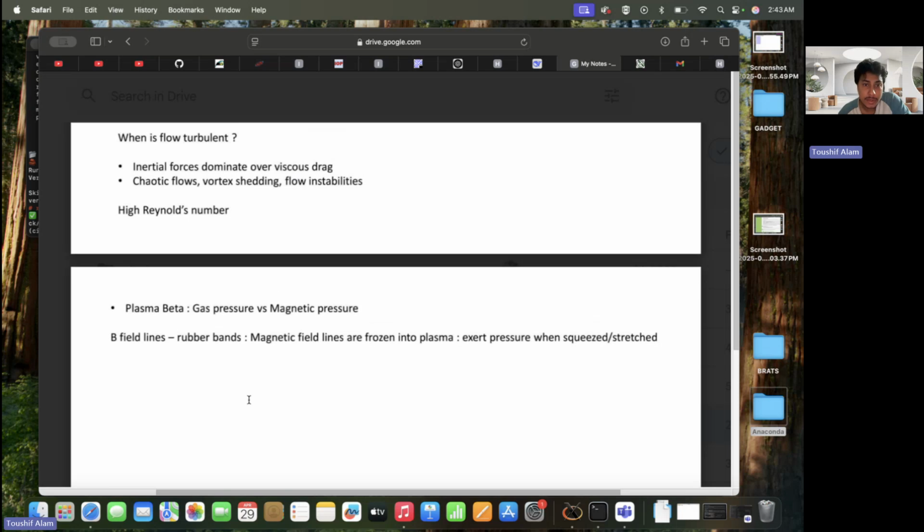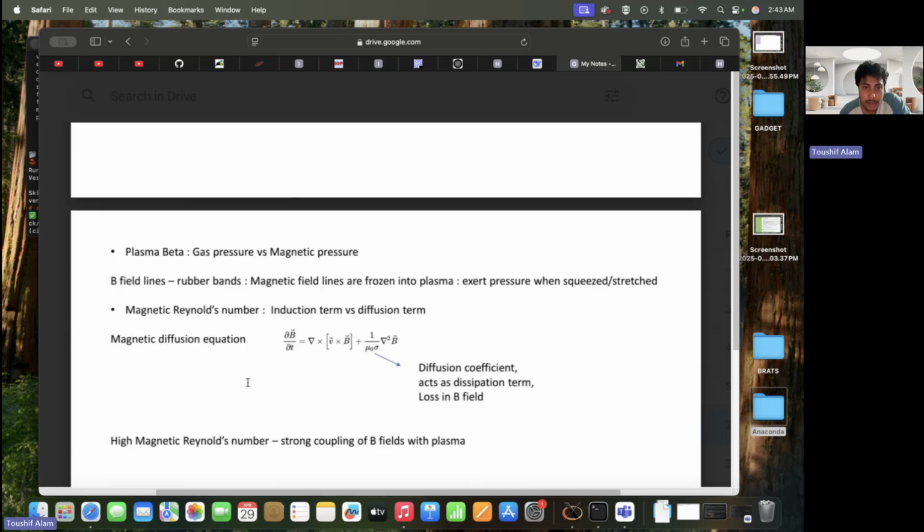Plasma beta: gas pressure versus magnetic pressure. B field lines are like rubber bands; magnetic field lines are frozen into the plasma. They exert pressure when squeezed or stretched. Okay, that is the B field lines, rubber bands.